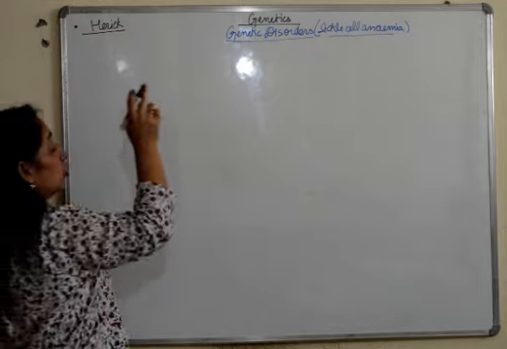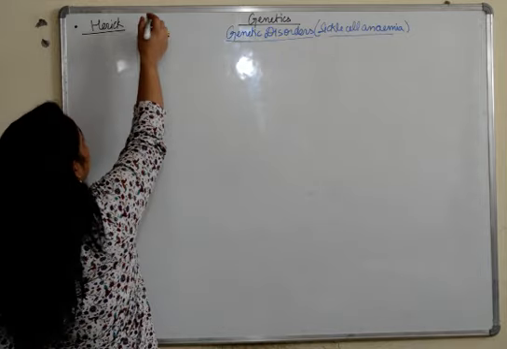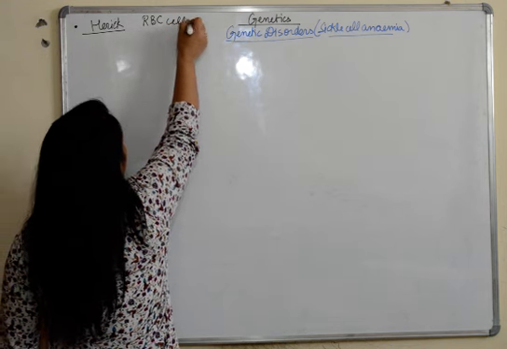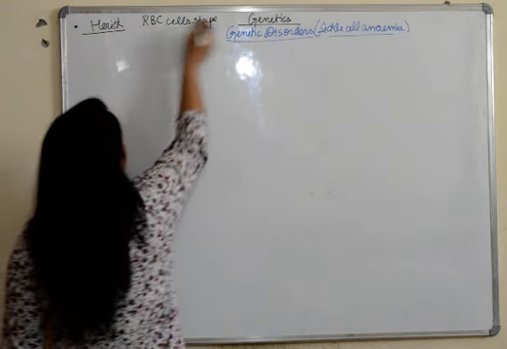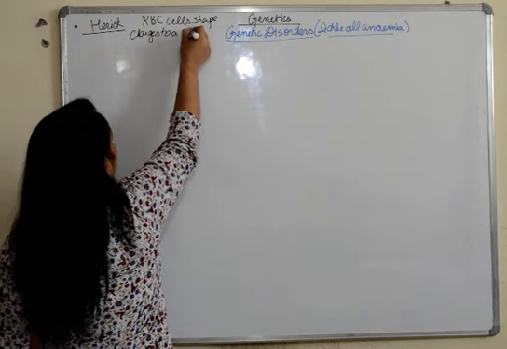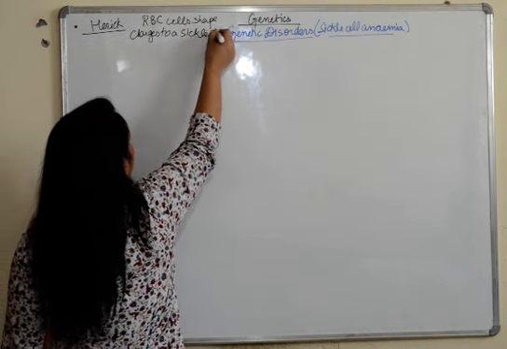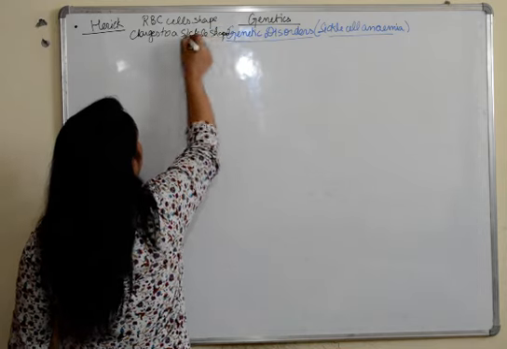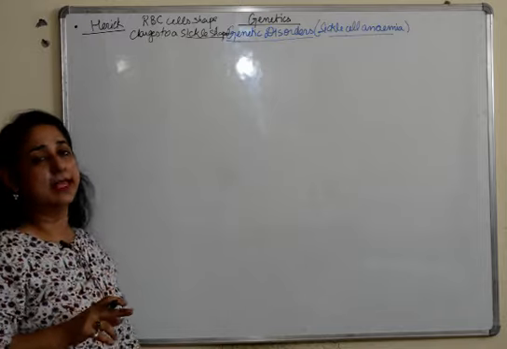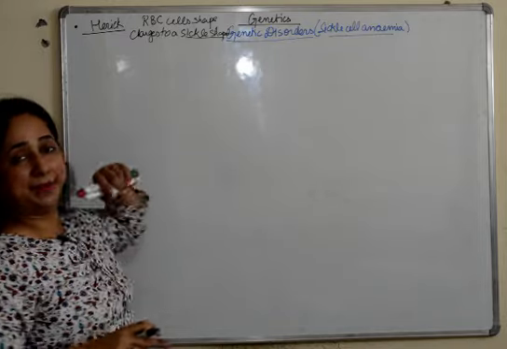the scientist who said that in sickle cell anemia the RBC's shape changes to a sickle shaped cell. The shape of the RBC, which is biconcave, changes to sickle cell shape. This was given by Herrick.